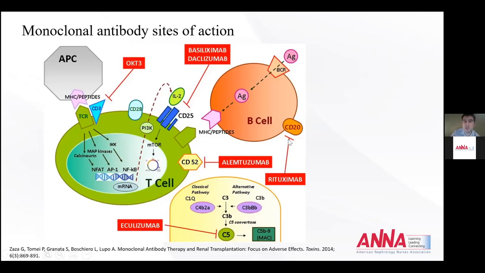And then down over here is a commonly used monoclonal antibody. What we'll use here is a CD20 to deplete B cells if we have to. And then this one, which is commonly used, is called eculizumab, commonly used for another disorder called atypical HUS.